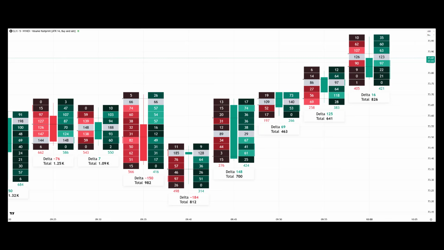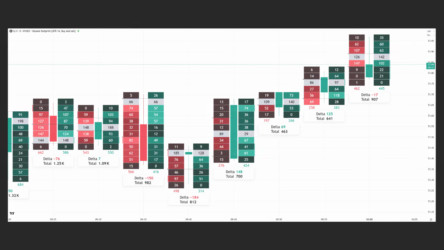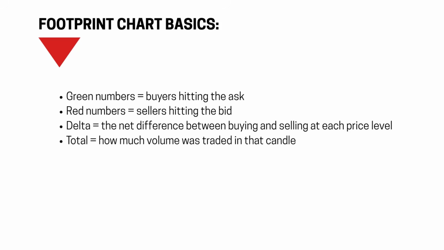Well, the green numbers, that's the buyers hitting the ask. The red numbers, the sellers hitting the bid. The delta, well, that's the net difference between buying and selling at each price level. And the total equals how much volume was traded in that candle. So basically it's just showing us a real-time look at who's in control and where volume is concentrated. So let's summarize that quickly again. Green numbers, buyers hitting the ask. Red numbers, sellers hitting the bid. The delta is the net difference between the buyers and the sellers at each price level, and the total, how much volume was traded in that candle.